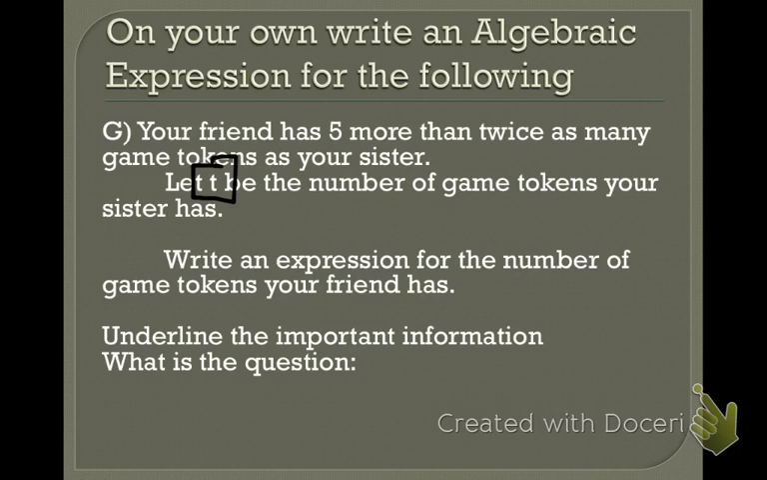I want you to underline the important information. Remember, we're underlining our numbers. We might want to circle where we see our key phrases. And then make sure you're answering the question. So the question is, how many game tokens does your friend have? Okay, so to solve that, try the best that you can.